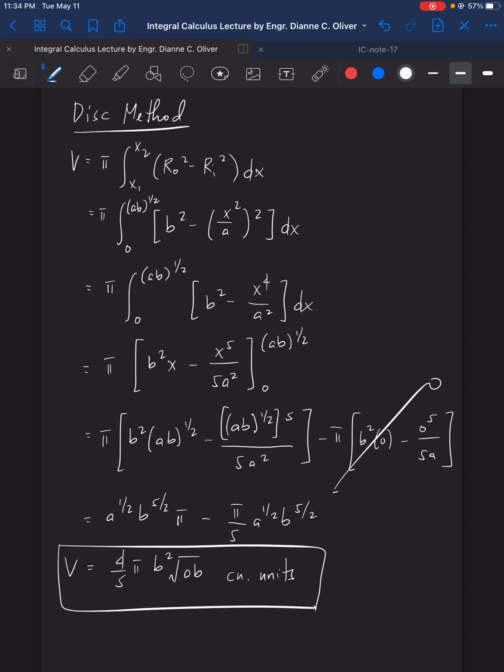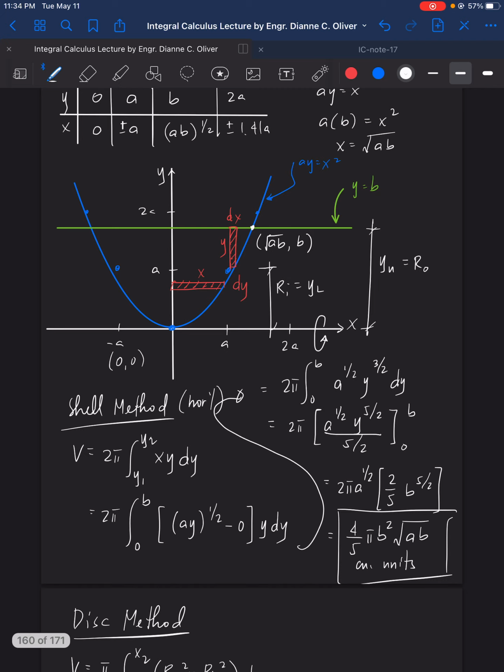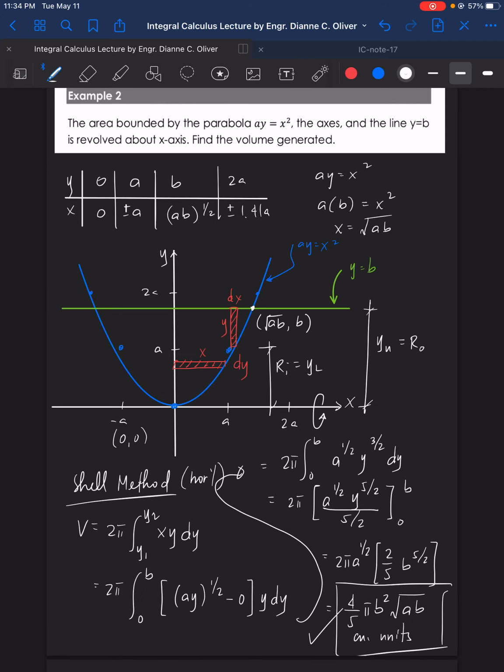Alright, so it's similar to the one here. So that's example number 2. Take note that we get the same value because we are considering the same areas.